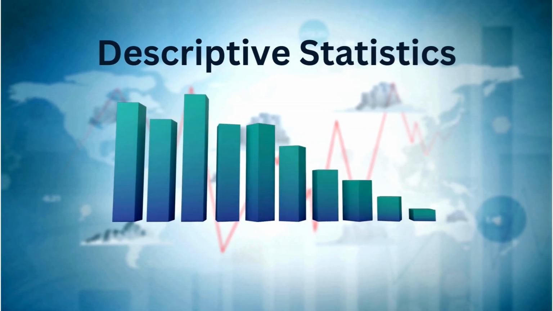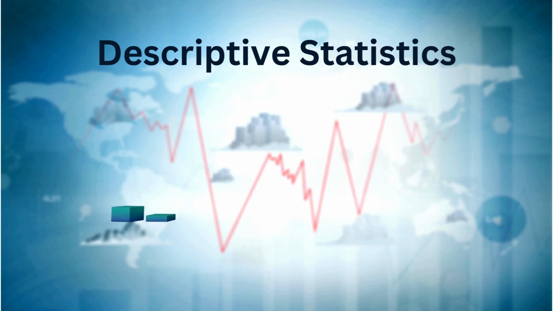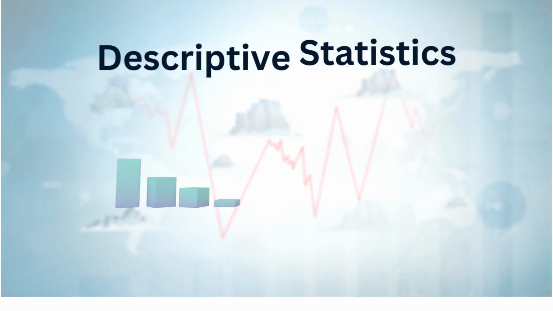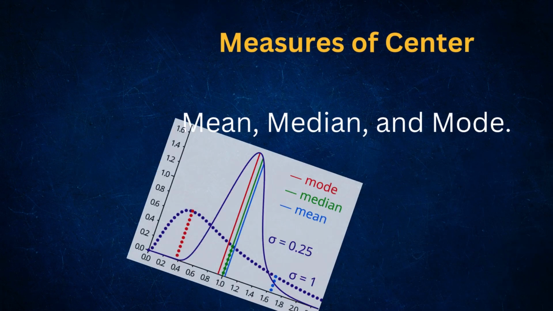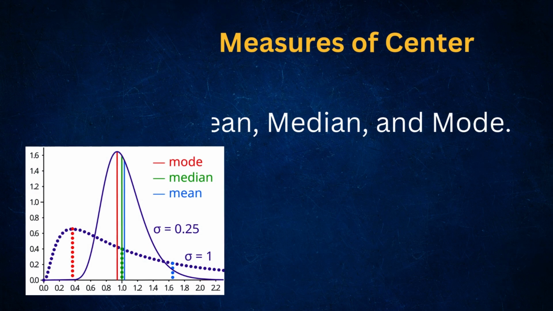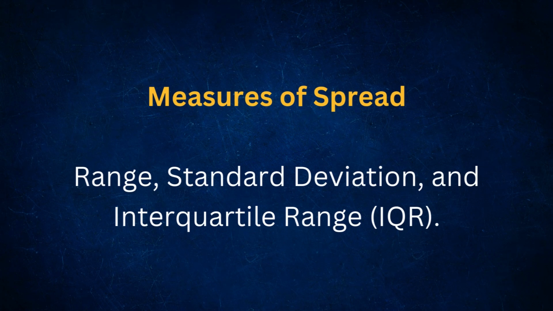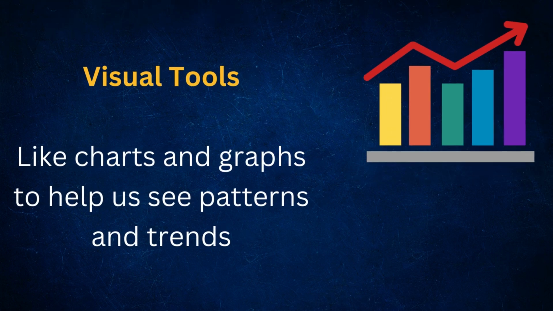Descriptive statistics is all about summarizing and understanding data. It gives us a clear picture of the data before diving deeper. It includes measures of center like mean, median, and mode, measures of spread like range, standard deviation, and IQR, and visual tools like charts and graphs to help us see patterns and trends.